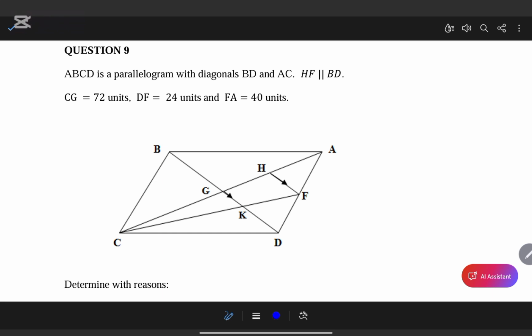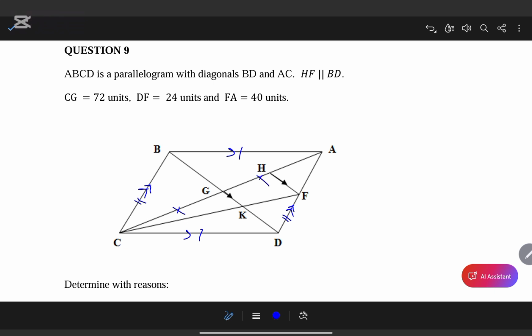Question 9. We are told that ABC is a parallelogram. So if this is a parallelogram, that means the line AB is parallel and equal to the line CD. The line BC is parallel and equal to the line AD. And what are other properties of a parallelogram? Diagonals of a parallelogram bisect each other. That means the line GC is equal to the line GA.